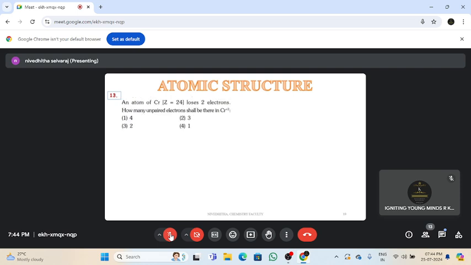An atom of chromium whose atomic number is 24 loses 2 electrons. How many unpaired electrons shall be present in chromium 2 plus? They've given you the atomic number of chromium itself, and they're asking us to remove 2 electrons from chromium and calculate how many unpaired electrons will be there in chromium 2 plus. Very easy question.